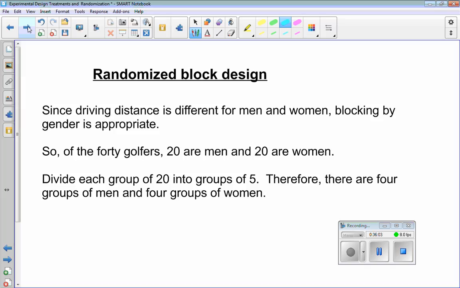So blocking by golfer type might be important. Would you agree? Because people that are pros probably drive farther than people that are women or juniors. Juniors being, I forget what the age is, I think it's 16 and younger. Anyway, men and women is the one I pointed out here. So blocking by gender in this case would be appropriate. You could also block by juniors and pros as well.